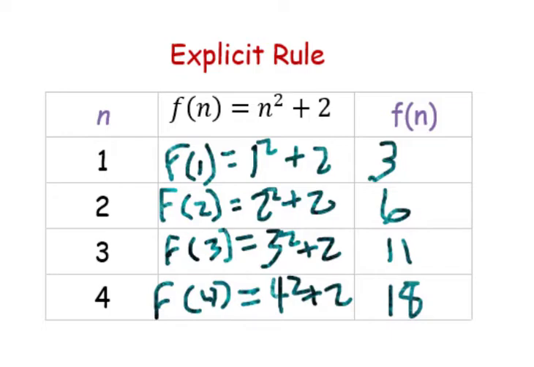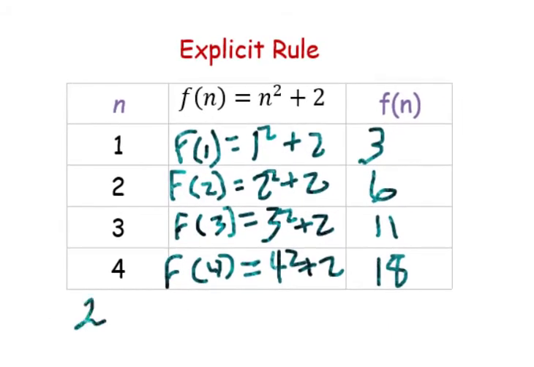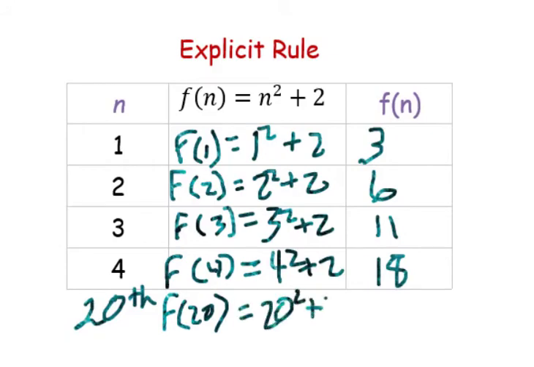Thanks to the explicit rule, what if I wanted to find the 20th term? Well, I can see how they are increasing, and I can increase it in the same pattern, but that's just going to take me too long and I can make mistakes. So in this case, all I have to do is find the function of 20, or my 20th term, which would be 20 to the power of 2 plus 2. 20 squared is 400. 400 plus 2 is 402. And that is how you use the explicit rule.